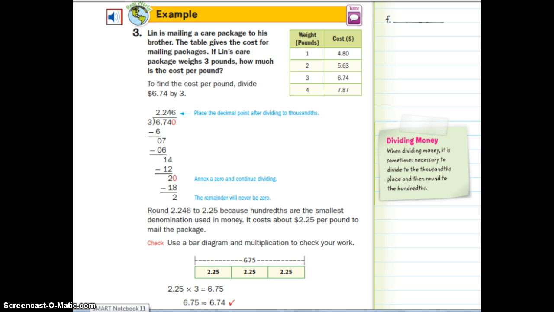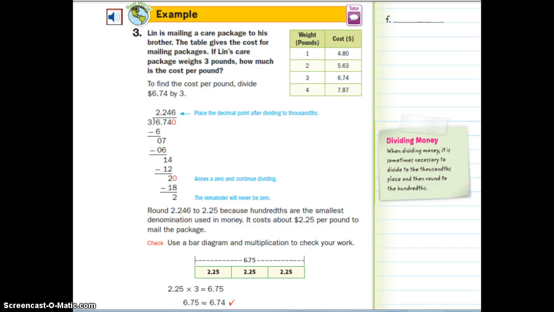In example number 3, Lynn is mailing a care package to his brother. The table gives the cost for mailing packages. If Lynn's care package weighs 3 pounds, how much is the cost per pound? To find the cost per pound, divide $6.74 by 3.